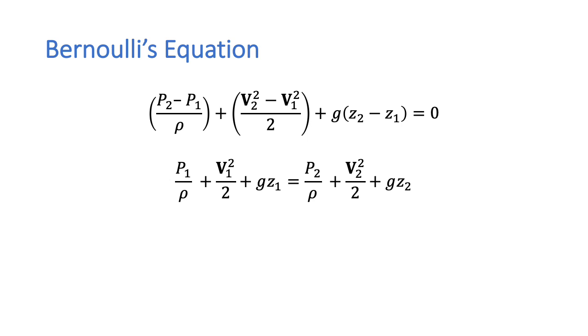But since our definition of the outlet is quite arbitrary, we could have defined that as being any point in the flow. The sum of these three terms is always conserved. Therefore, we can write that P upon rho plus V squared upon 2 plus g z is equal to constant. This is what we call Bernoulli's equation.